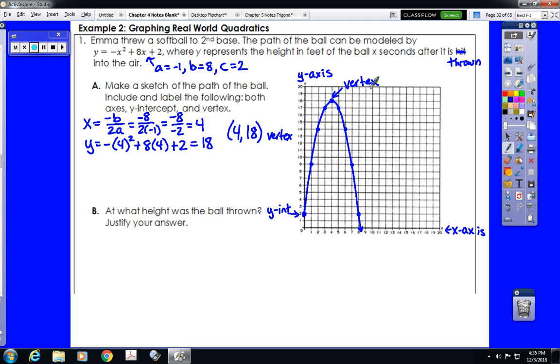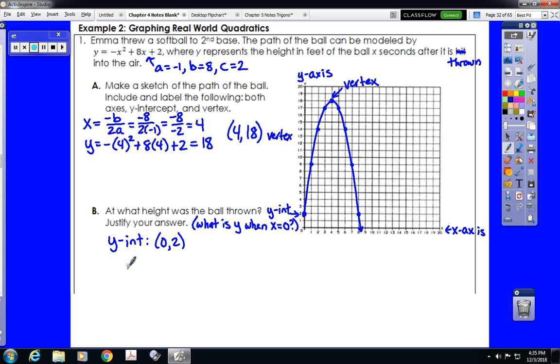Okay, question part B says, at what height was the ball thrown? Justify your answer. Well, the problem says that Emma threw the softball, which means Emma is throwing the ball when time is equal to 0. So when x equals 0, what is y? That's what that question is really asking us. So at time 0, we're at the y-intercept, which is the point 0, 2.